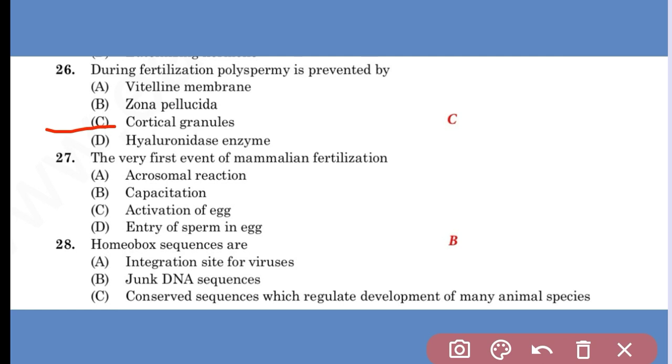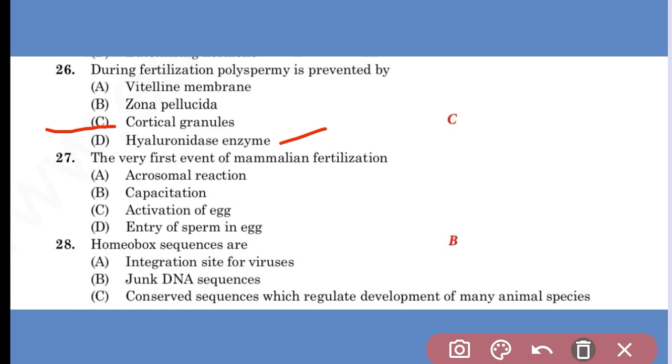Now the other option, that is the vitelline membrane. The vitelline membrane is a structure surrounding the outer surface of the plasma membrane of an egg. The hyaluronidase enzyme depolymerizes the hyaluronic acid polymers in the intercellular cement that binds the ovarian granulosa cells together.